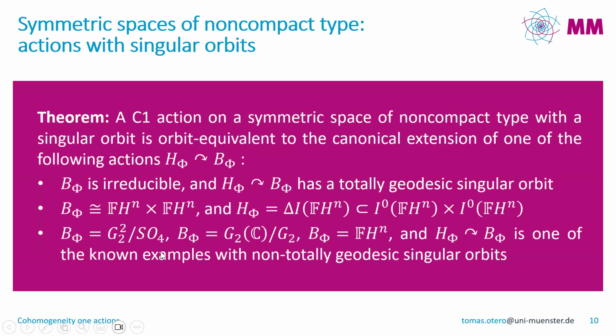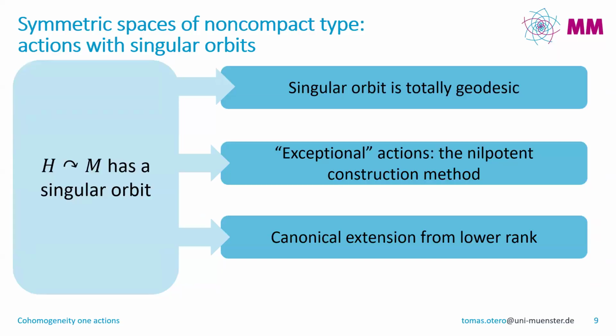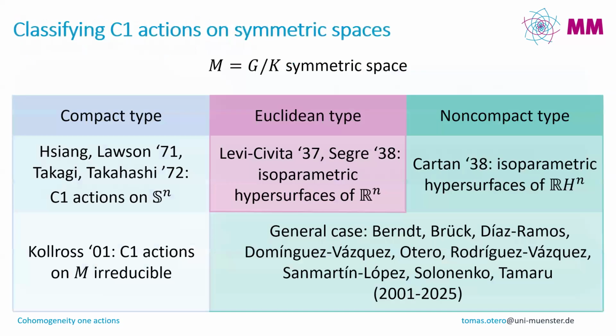But these exceptions only happen in either rank 1 spaces, so hyperbolic spaces over some division algebra, or in symmetric spaces of non-compact type and type G2. This is sort of the big theorem that was proved last year by Sanmartín-López and Solonenko, which completed the classification. And maybe I'll skip the proof of this.